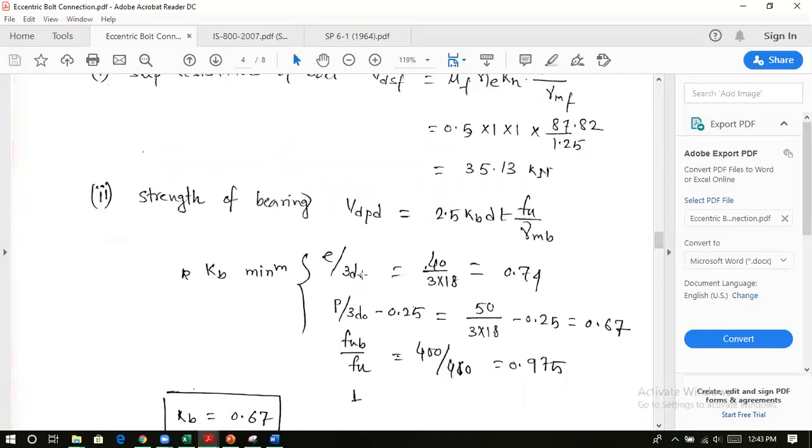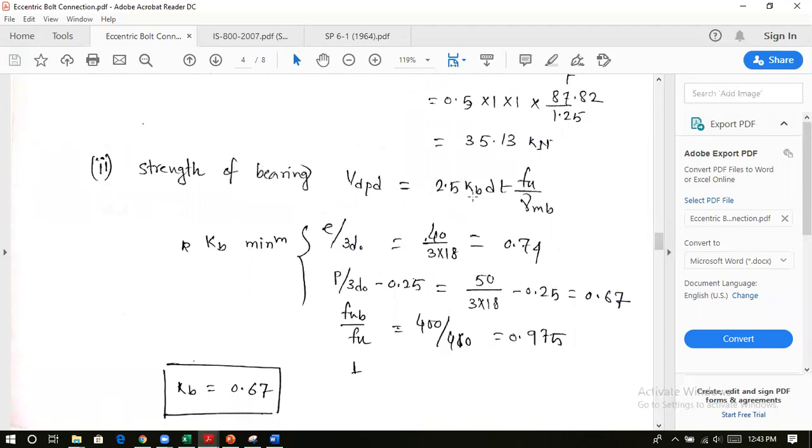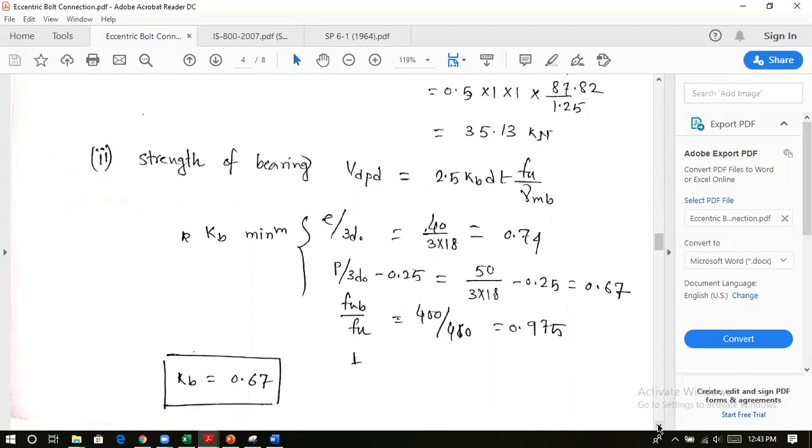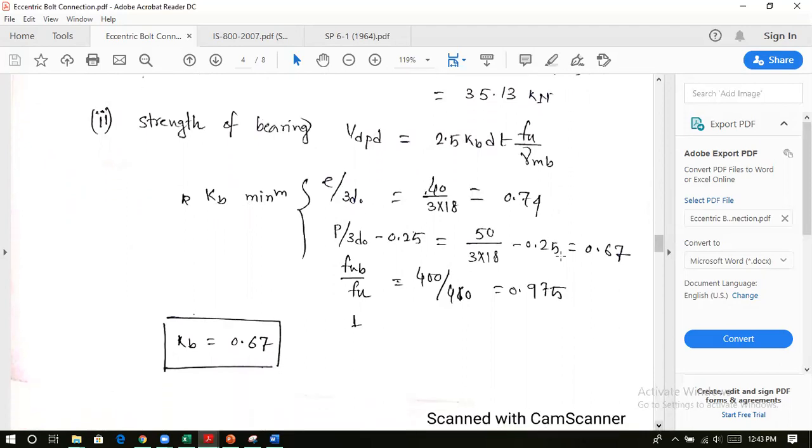d0 is the nominal hole diameter. The bolt diameter is 16, so the hole diameter will be 18. By putting all these values, we will get a minimum value of kb equal to 0.67. So if we replace this value with 0.67, we will find the value of bearing strength. One thing we have to note, this t is the minimum thickness of the bracket and the column flange.